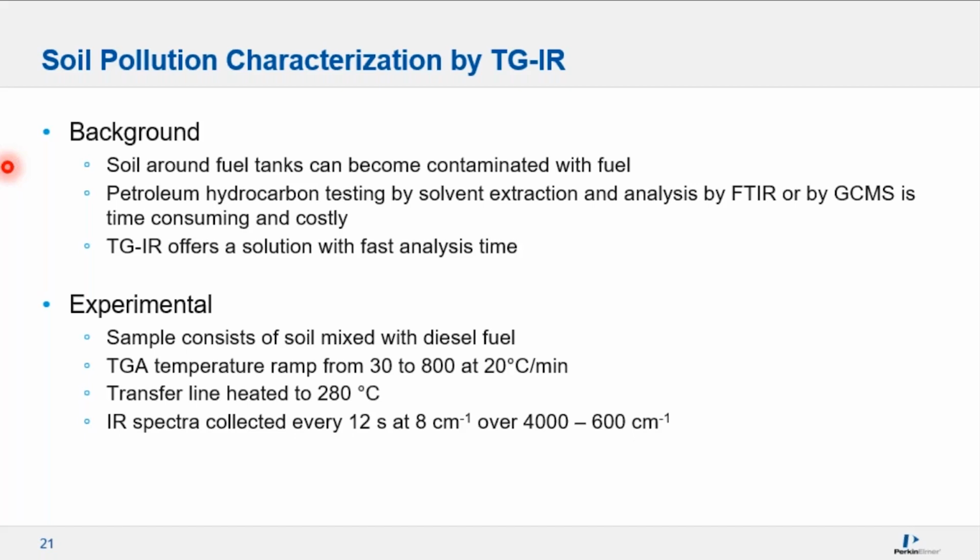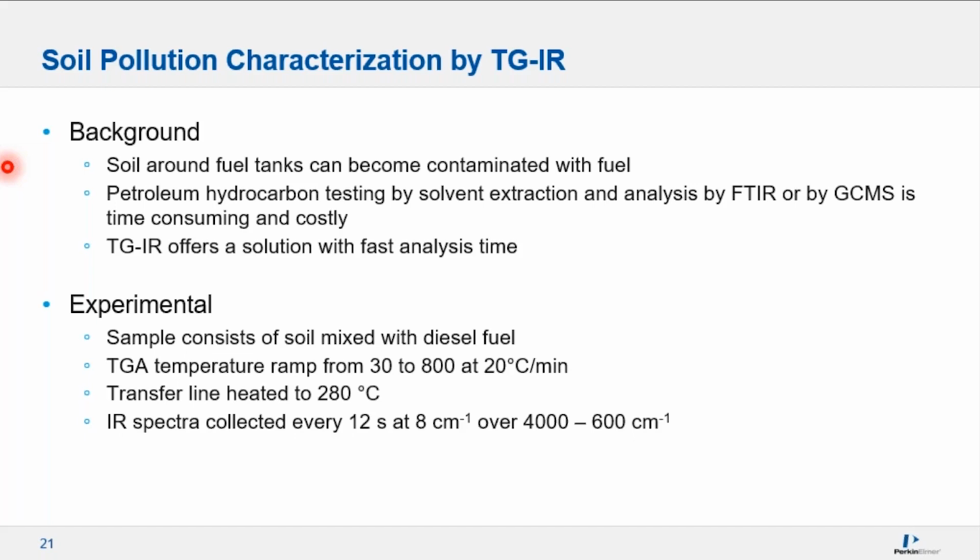So the typical method of identifying this would be to collect a soil sample, do an extraction on the soil, and then either measure these extracts with FTIR or with GCMS. So this extraction step is an extra step in the process that can be time-consuming and costly. So what we would like to do is show that TGIR can be offered as a solution to minimize sample prep and minimize analysis time to identify soil either contaminated or not contaminated with fuel.